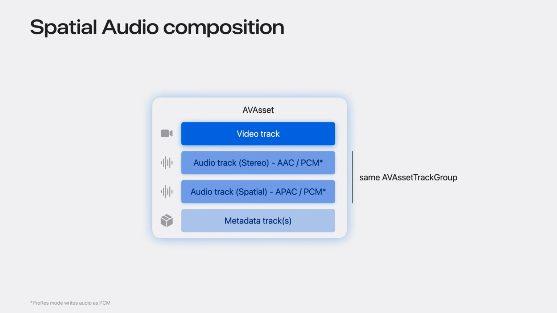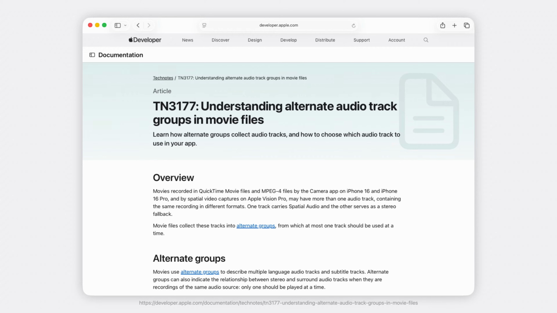When a recording stops, the capture process creates a data sample that signals that the audio mix effect can be used. It also contains tuning parameters that are applied during playback. I'll expand on this topic in the next section on audio mix. If you'd like more information on creating track groups and fallback relationships, please read the tech note, Understanding Alternate Audio Track Groups in Movie Files.